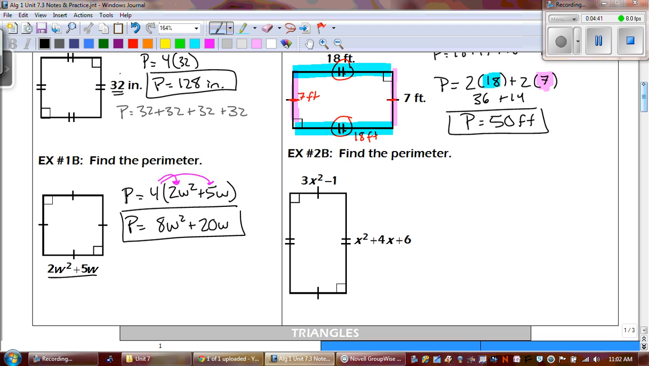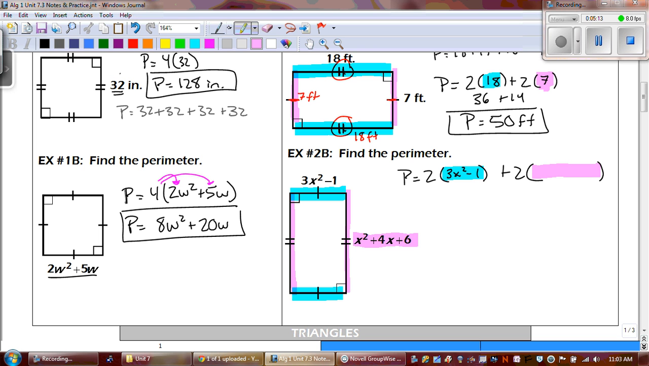Now, looks gross, doesn't it? It's not that bad, guys. We can do the exact same thing. Remember, we have 2 of that, which is the 3x squared minus 1, and then 2 of our other side, which is x squared plus 4x plus 6.